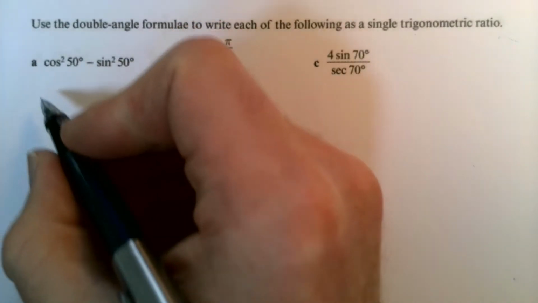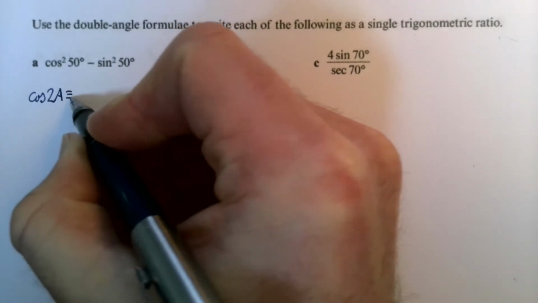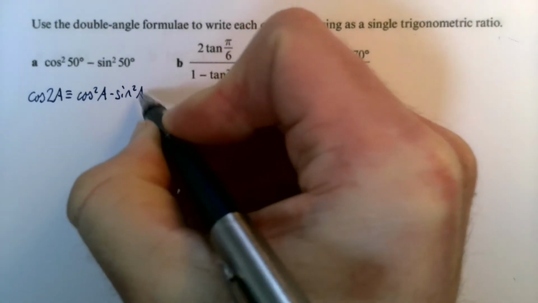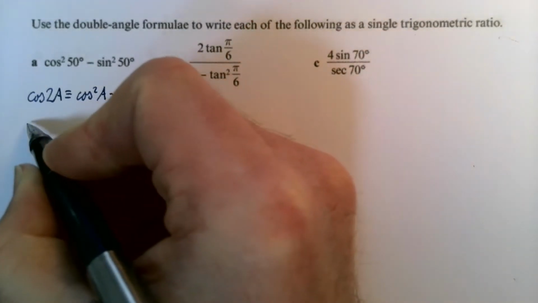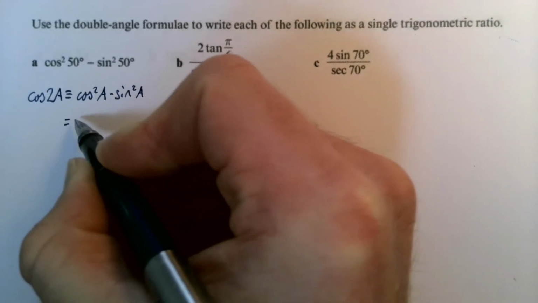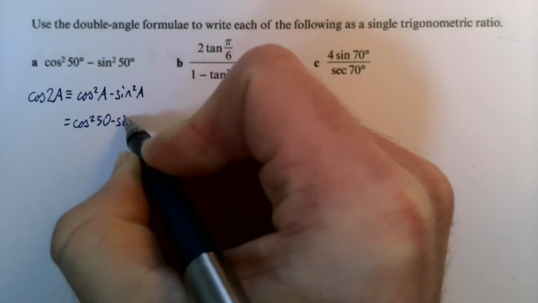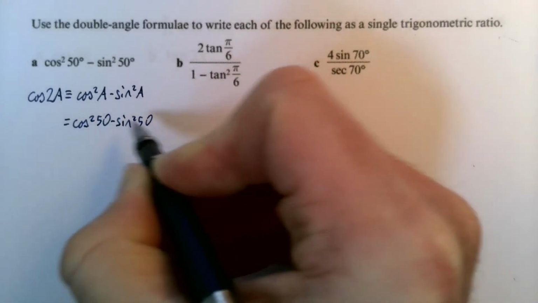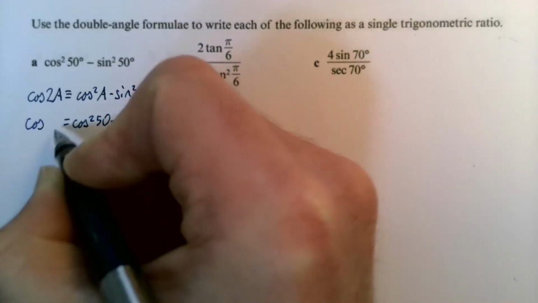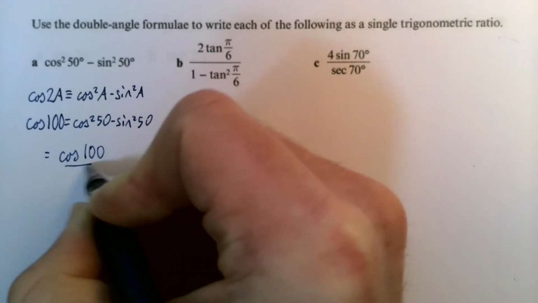So the one that we had up there was that cos 2a is identical to cos squared a take sine squared a. So all I need to do is say that if I've got cos squared 50 take sine squared 50, because that angle's the same both times, that means I would have cos of 2 50s, which is 100. So it's cos 100.